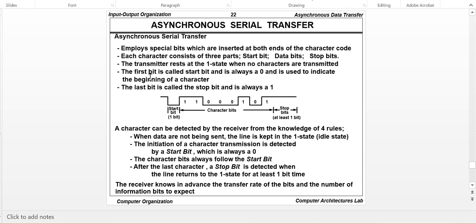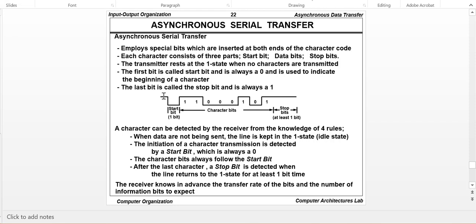So the transmitter rests at the one state when no characters are transmitted. That is the convention under assumption. The assumption here is that the transmitter will rest, in the sense there is no data for it to transmit. That is why the transmitter will rest at the one state. If you look at the timing diagram here, initially we start off with a 1. So the pulse is a 1 pulse, which means the transmitter is resting. There is no character to be transmitted.